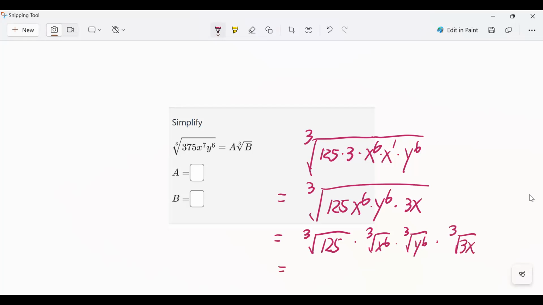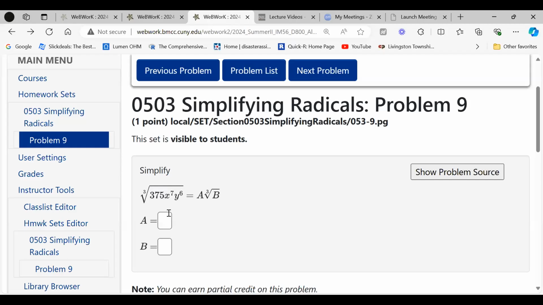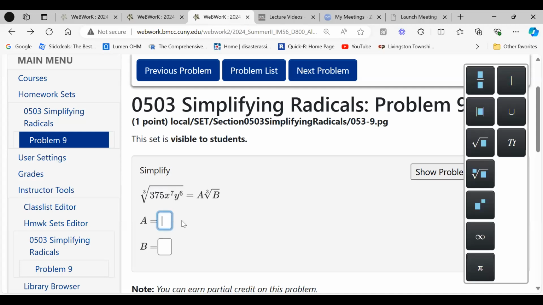Now, the cubic root of 125 is 5. And then x to the second, y to the second, and cubic root of 3x. That's our final simplified answer. So here, a becomes 5x squared y squared, and inside of the cubic root is 3x.